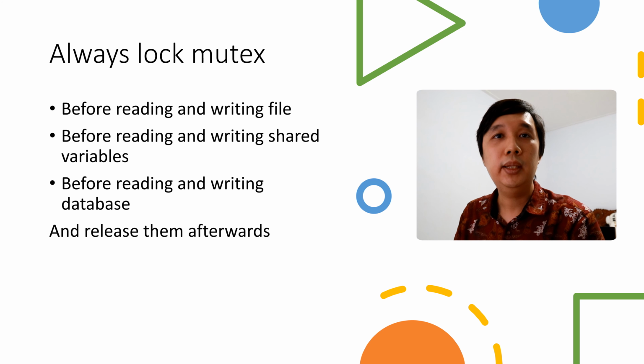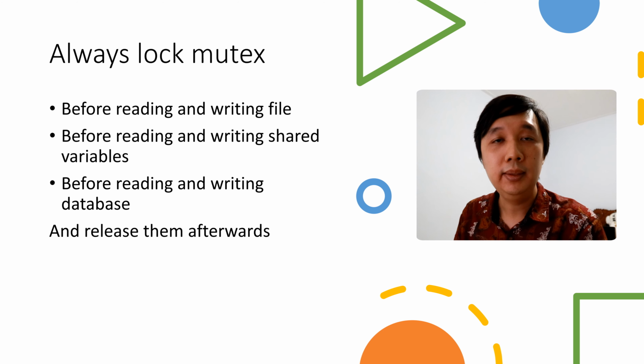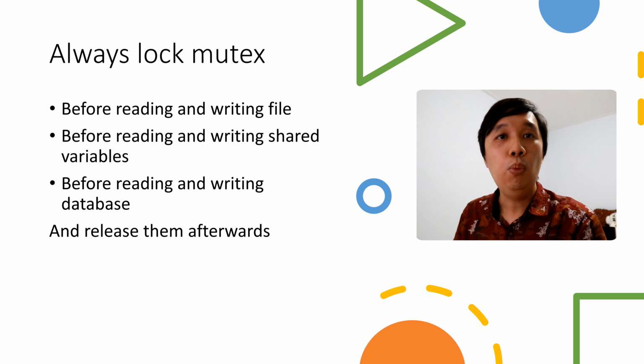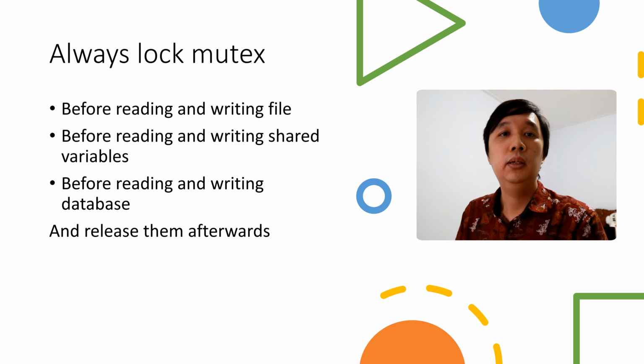I believe now that you understand you must always lock your mutex before you read or write into a file, before you read or write into shared variables, before you read or write into a database, and before you read or write into whatever is shared between those threads, and then you must release them afterwards. Why? Because if you don't release them, your threads will stop responding. I hope that you understand my video.